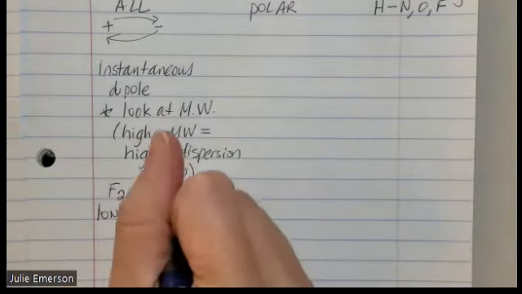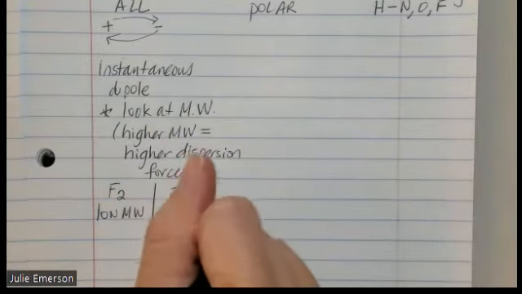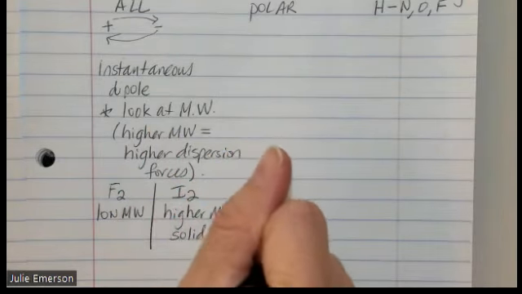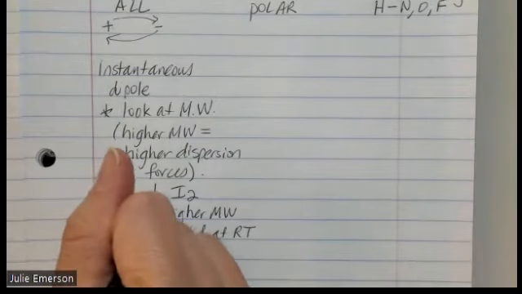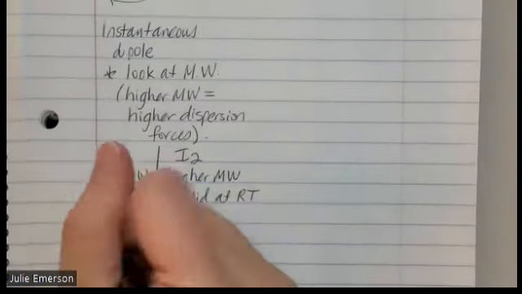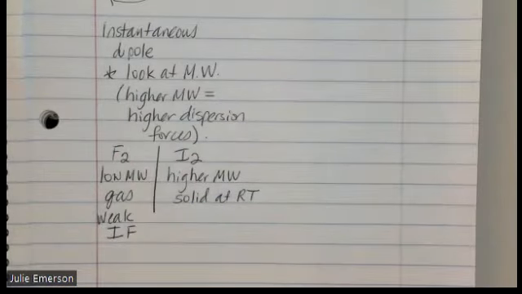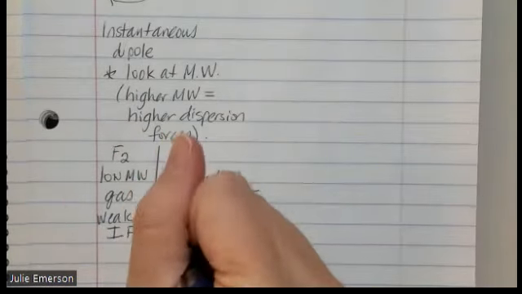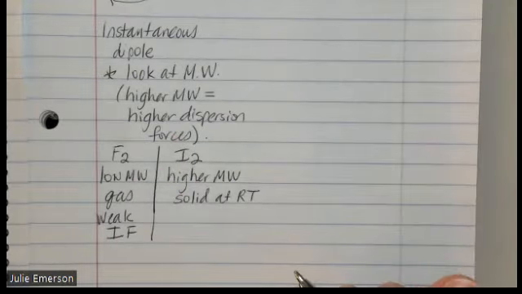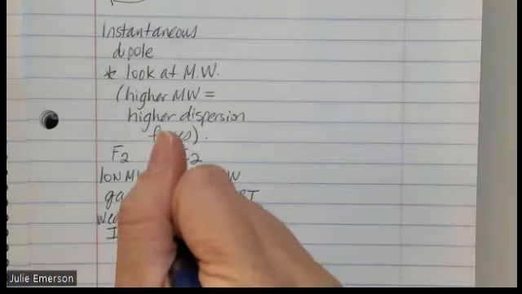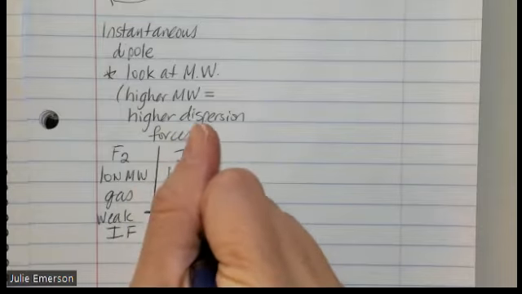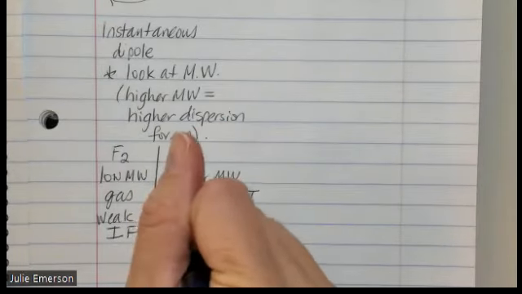All right, and so what we can see is that the iodine should be the solid at room temperature, whereas the F2 is going to be the gas. All right, and so weak intermolecular forces, which I always abbreviate as IF, for the F2, and the iodine, it still only has dispersion forces. So all I will say here is that it has stronger dispersion forces.